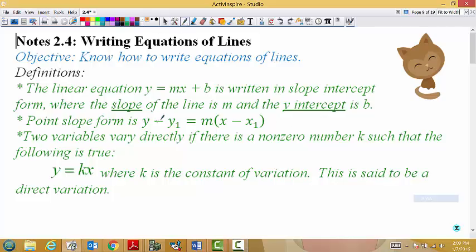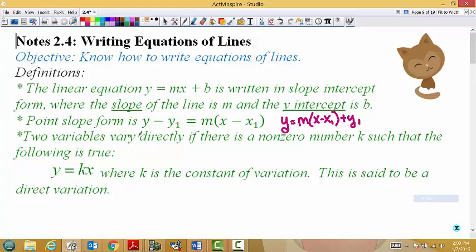Point-slope form is y minus y1 equals m times x minus x1, or we often use y equals m times x minus x1 plus y1, and that's from that song that hopefully I played you already. If not, remind me and I'll play it for you tomorrow.